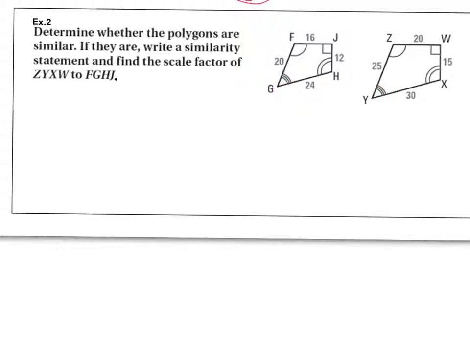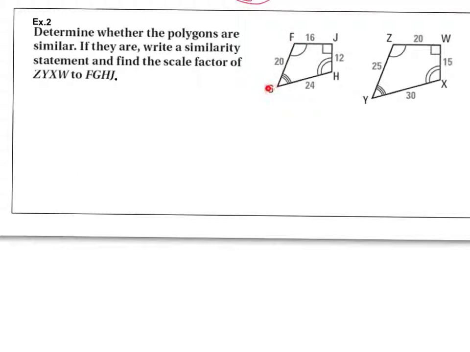I can see G and Y are congruent. F and Z are congruent. J and W are both right angles, they're congruent. And angles H and X are congruent. So by the angles, these are all congruent. But to be similar, they have to have all the same angles, and the sides have to all be proportionate. So let's check that. And I'm just going to go in the same order we did last time.